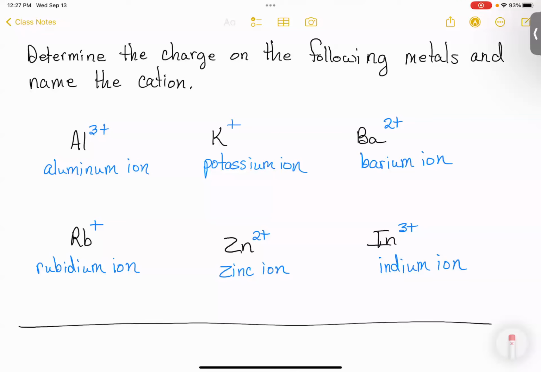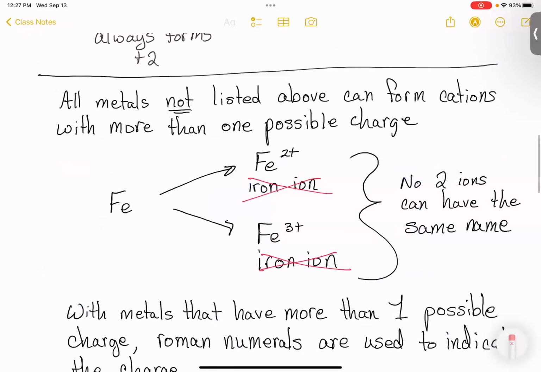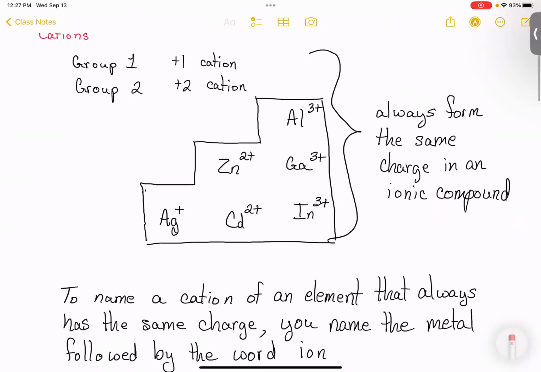Group 1 metals all have a +1. Group 2 all have a +2. Yes. So how did you do these? Is it the same? It's this nice little stair step. If you start at silver, they literally look like stairs, which is why I call it a stair step.